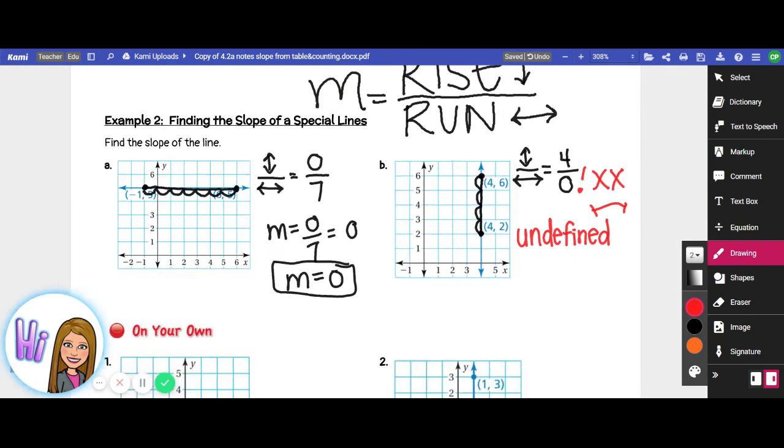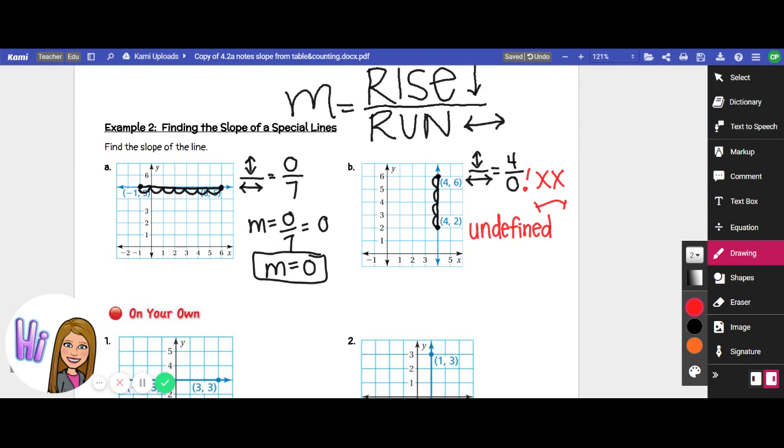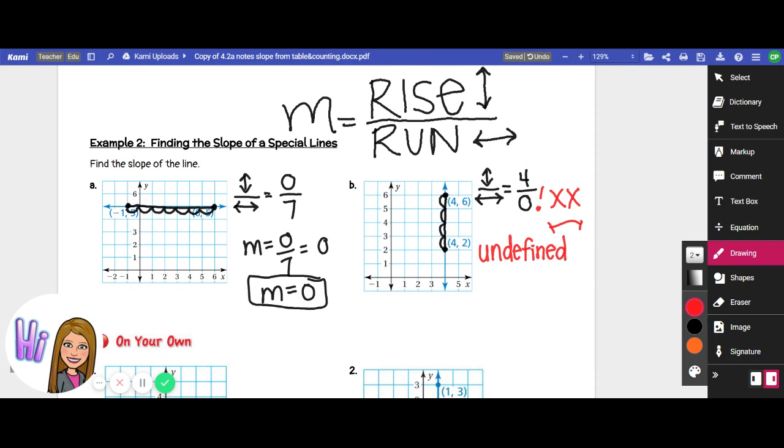So whenever you see a line that is flat, it's going to be a slope of 0. And anytime that it is straight up and down, remember you wouldn't want to go for a ski on that. That's undefined because it is not good news.